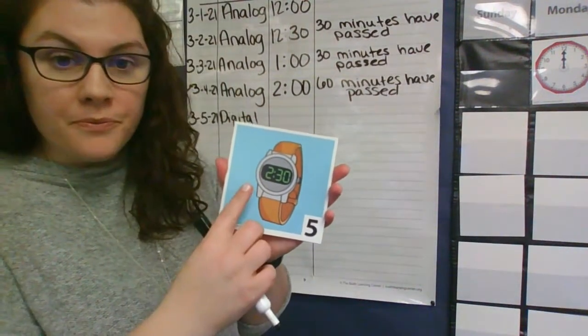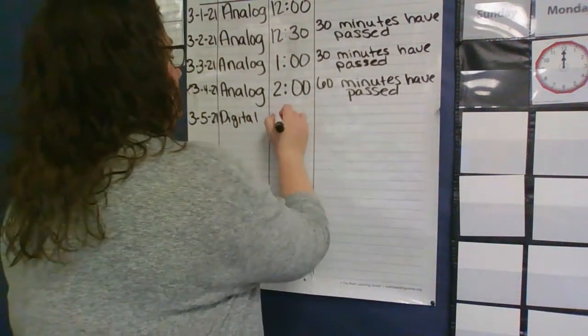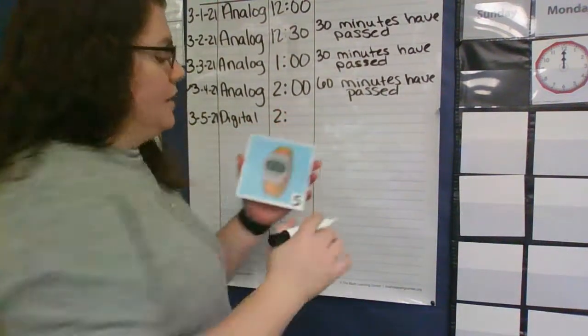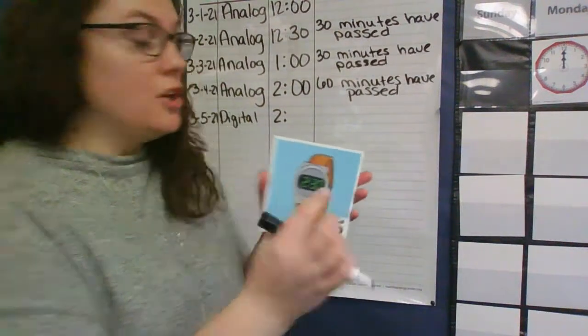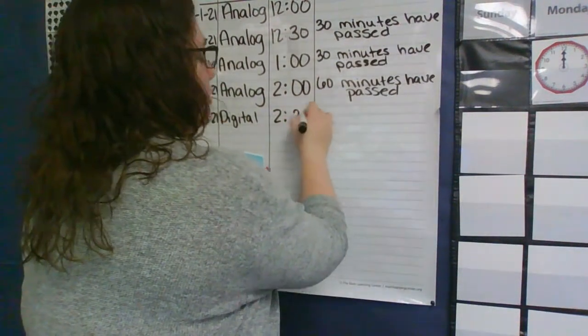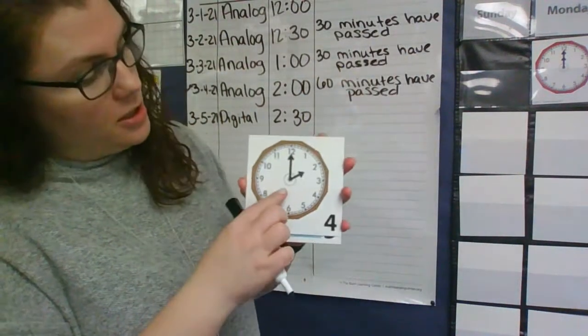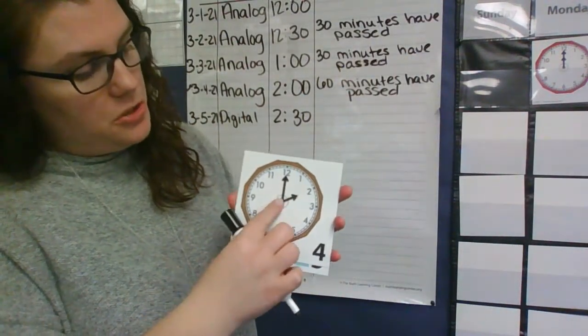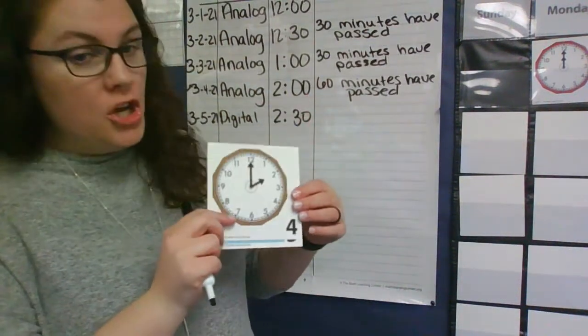So what time is on our digital clock? What's our hour? Good, so the hour is 2. How about the minutes? 30, good. So we're going to write 2:30. So let's look at yesterday's analog clock. So yesterday, on our analog clock, our hour hand was pointing to the 2, our minute hand was pointing to the 12, which tells us it was right at 2 o'clock.